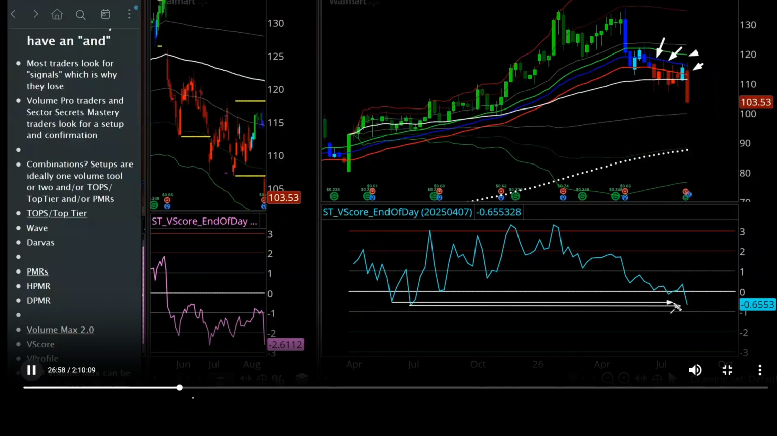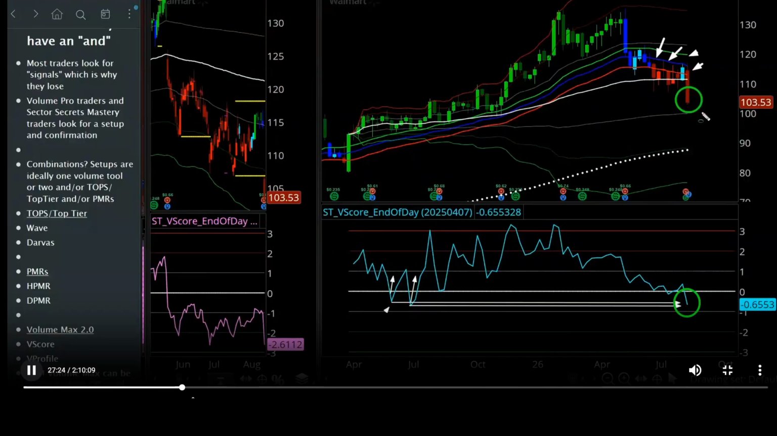So the only way we know what VScore level matters is because it's been tested and proven to be. Not only was that a level that showed a low, but then price came off the low. So remember, the first hit requires what? A second hit for the confirmation. So are we in that zone right now? Yes.